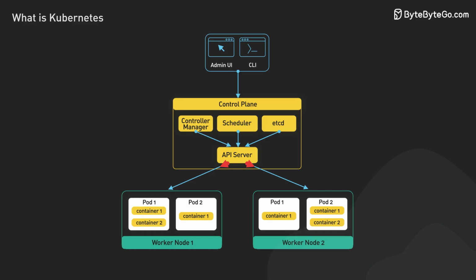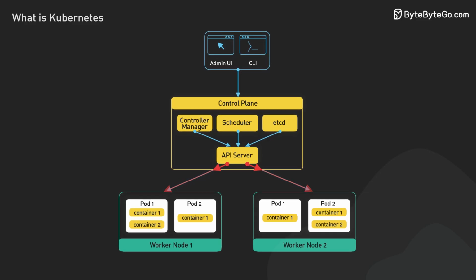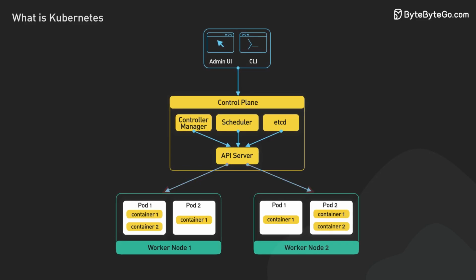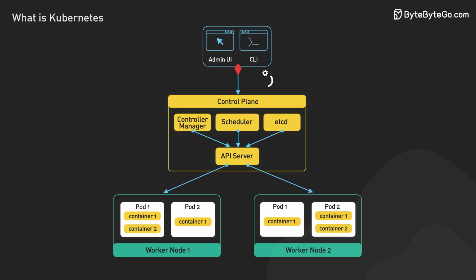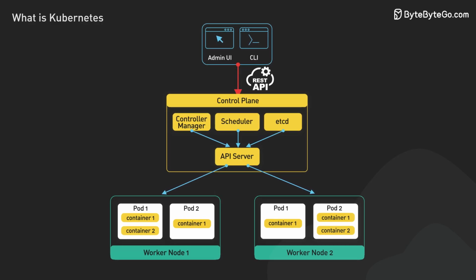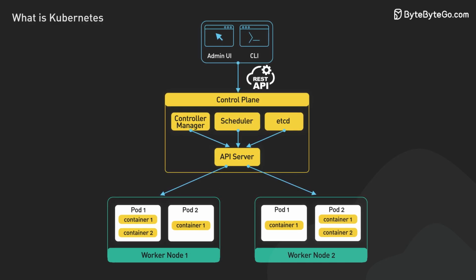First, there's the API server. Think of it as the central communication hub of the cluster. It's the entry point for various Kubernetes clients, including user interfaces, APIs for automation, and command line tools.